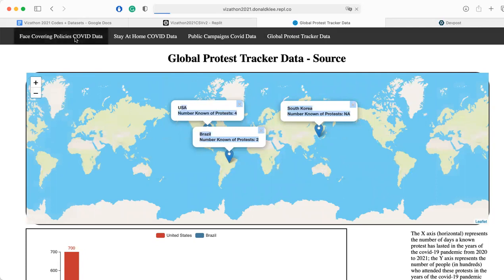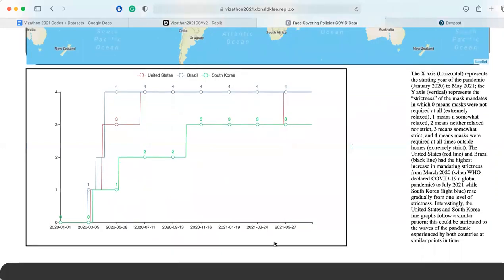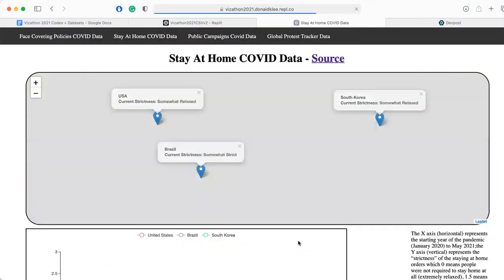For face coverings, the x-axis of the graph shows the time progression of the pandemic, while the y-axis shows the stringency of the policies implemented. So 0 means absolutely no mask policies, while 4 means the most strict policies. And you can have all the graphs for the countries show up at once for comparison, or you can choose to toggle them off.